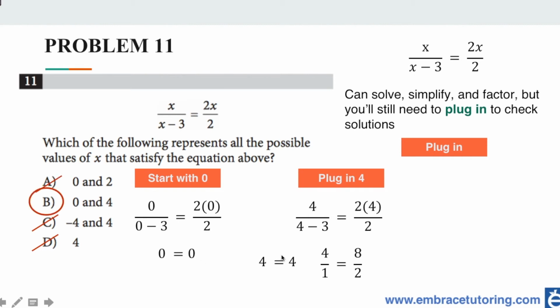If I needed to plug it in, I could test out 2 or I could test out negative 4, but understanding I've just used 2 methods to solve, B is going to be my best answer. But you could plug in the other ones too if you wish to double check.